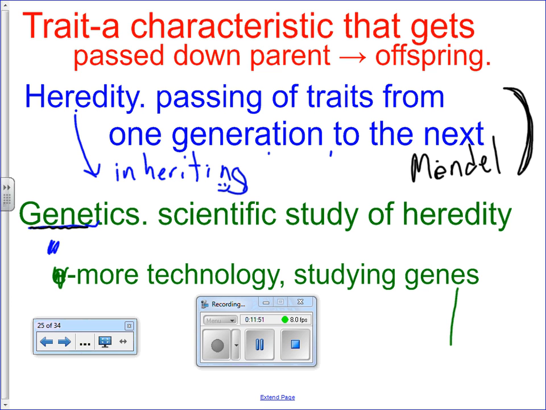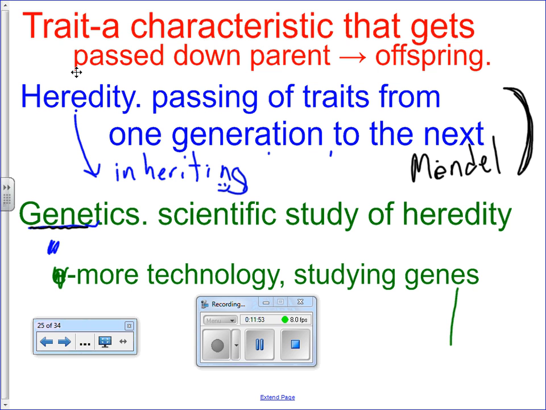Now, heredity is the passing of traits from one generation to another. Inheriting something. It's the same kind of word, inheriting. And this is literally what Mendel studied, was inheritance. He didn't know about cells and chromosomes and DNA.